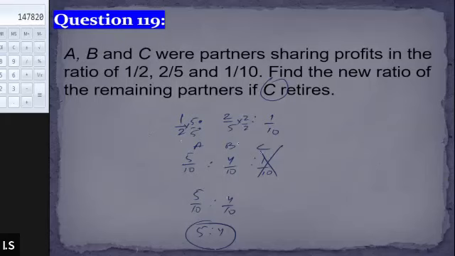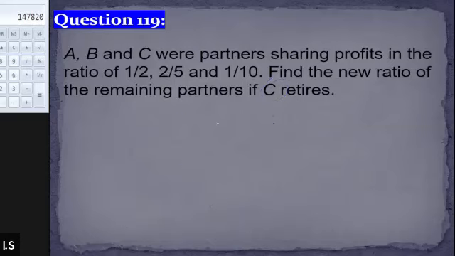What I'm saying is that whenever a person retires from the business and the question does not tell who is going to get the share, the proportion of share that C was acquiring, then in such a situation, the new profit sharing ratio will be the same as earlier, cutting out the ratio of C. That means it will be 5 by 9 and 4 by 9, that is 5 is to 4. The new ratio will be 5 is to 4. Is this clear? Yes, sir. Okay. So this was the simple question. Let's move to the next one.